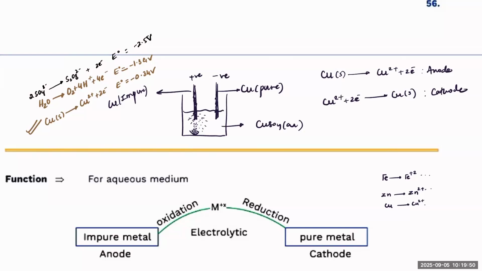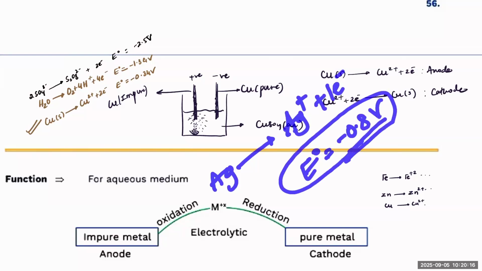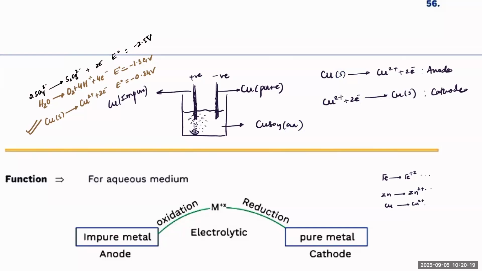Can I say these are those metals whose reduction potential is greater than copper? Reduction potential has to be greater than copper because they should have much more negative value of oxidation. For example, silver, if it gets oxidized as Ag plus 1 electron, the E naught value is minus 0.8 volts. Gold is even more negative than this. Platinum is even more negative than this.